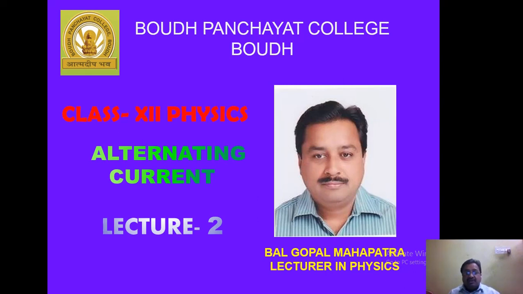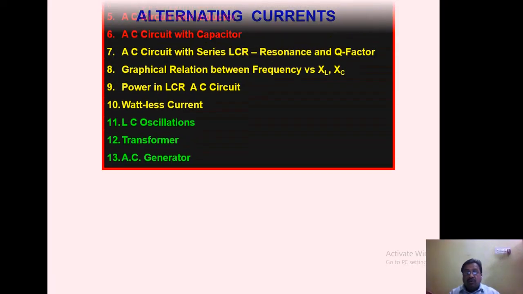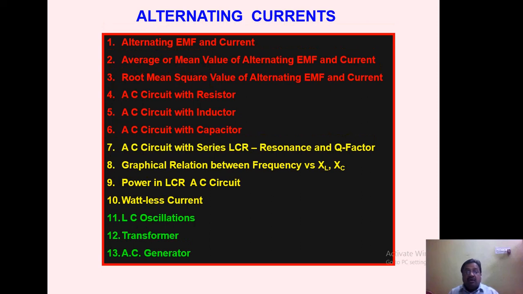In your last lecture we have gone through different topics related to alternating current, like what is root mean square value of current, what is the peak value of current, what is alternating circuit with resistor, what happens when an inductor is there in a circuit, what will be the behavior of the current or circuit when a capacitor is introduced, and so on and so forth.